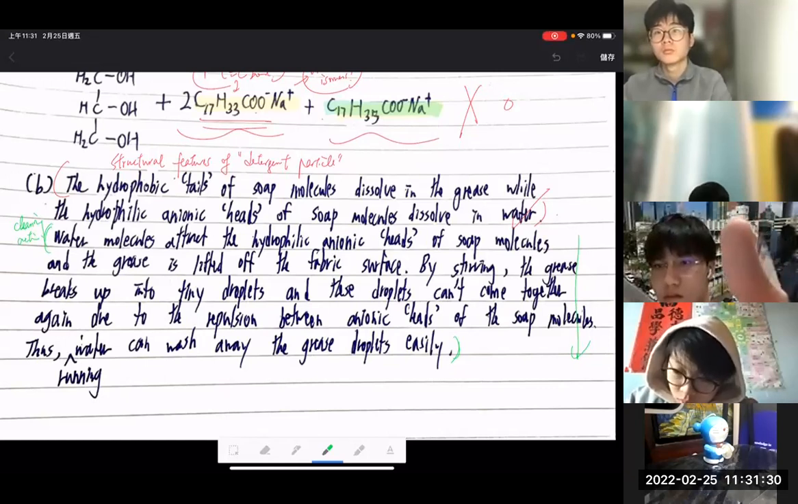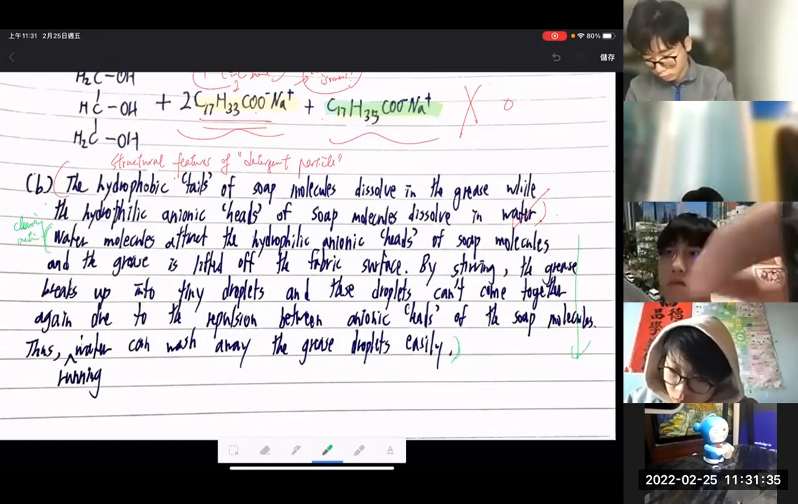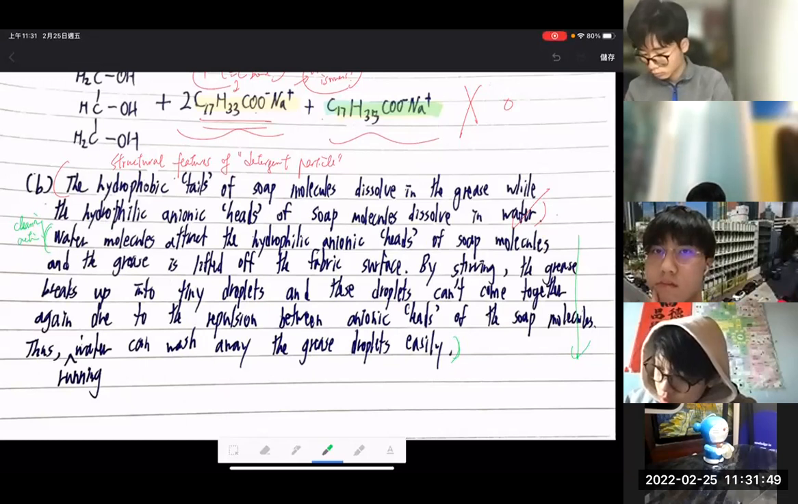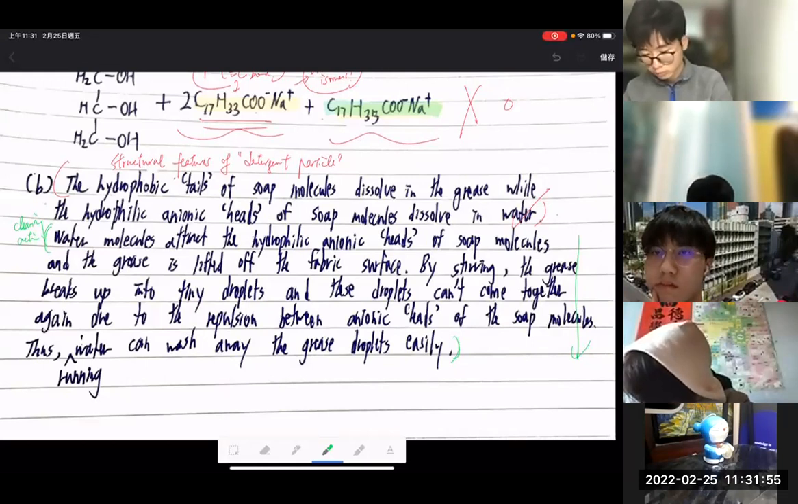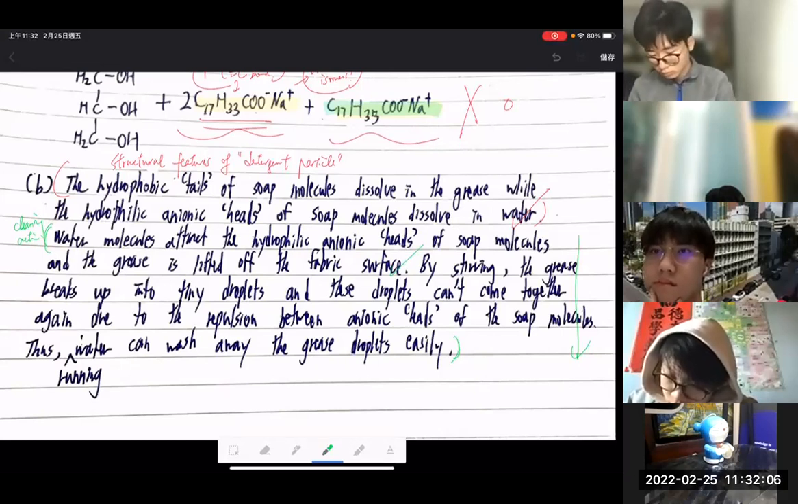First of all, because the hydrophobic tail can dissolve in grease, the ionic head dissolves in water, so water molecules attract the hydrophilic head of the molecules and the grease is lifted off the fabric surface. Okay, this one is okay. You're going to tell the other action. They will lift up those oil droplets, because this tells you the action.